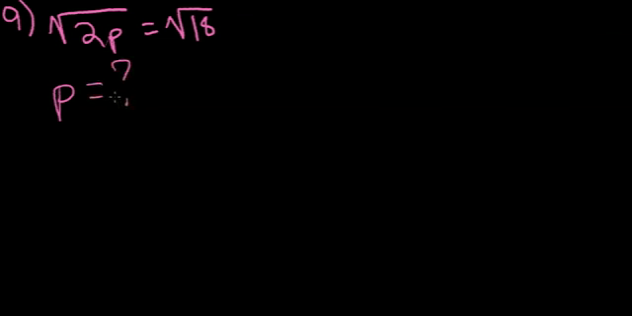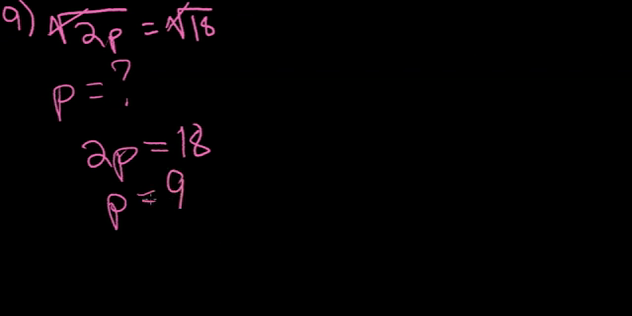Student response. Okay, if the square root of 2p equals the square root of 18, then what is the value of p? Well, since there are square roots on both sides, they just cancel out, because you multiply each side by the square root of the same thing, they're going to cancel out. So 2p is equal to 18, p equals 9. That's the answer. So we're back to easy again.